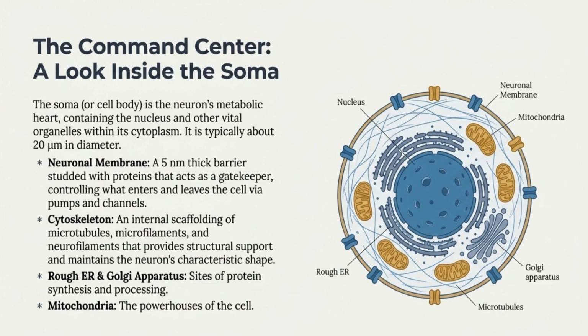We now enter the command center, a look inside the soma. Also known as the cell body, the soma is the neuron's metabolic heart, typically measuring about 20 micrometers in diameter. It is enclosed by the neuronal membrane, a 5-nanometer thick barrier that acts as a gatekeeper, controlling what enters and leaves via specific pumps and channels. Internally, the cytoskeleton provides scaffolding to maintain the neuron's shape, while organelles like the rough ER and Golgi apparatus handle protein synthesis. Finally, the mitochondria serve as the essential powerhouses of the cell.